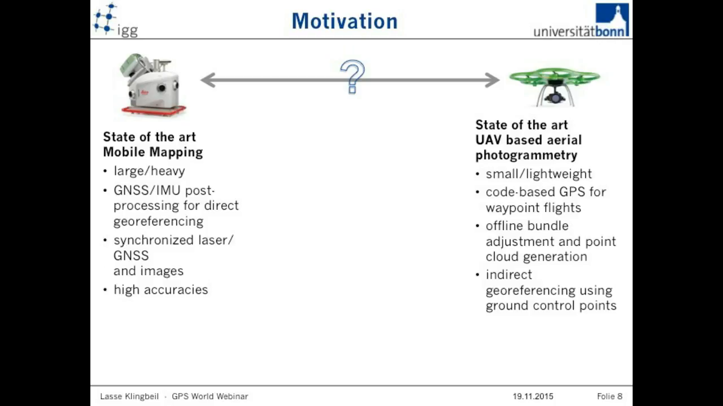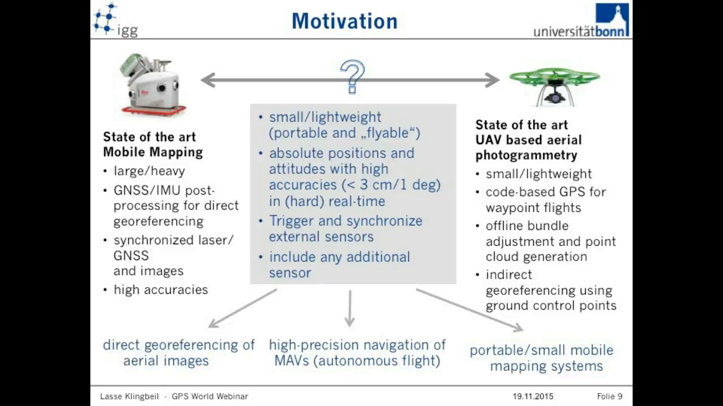So our question was, is there something in between these two things, maybe a direct georeferencing system, as the GNSS IMU is usually on these mobile mapping systems, which is light and flyable, basically. You can put it on a UAV, which gives you absolute accurate precisions, can trigger and synchronize other sensors, and which gives you this data in real time, in hard real time. So you can even use it for navigation.